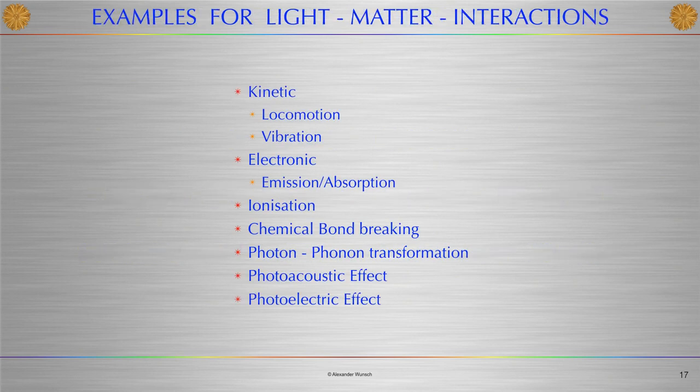So here are some examples for light-matter interactions: kinetic interactions, electronic interactions, ionization, chemical bond breaking, photon-phonon transformation, photoacoustic effects, photoelectric effects. So there is a variety, and this is just a fraction of what we know about photobiology today. And I think the red marked aspects in this list, this was what the photobiologists in the 20th century mostly were interested in.